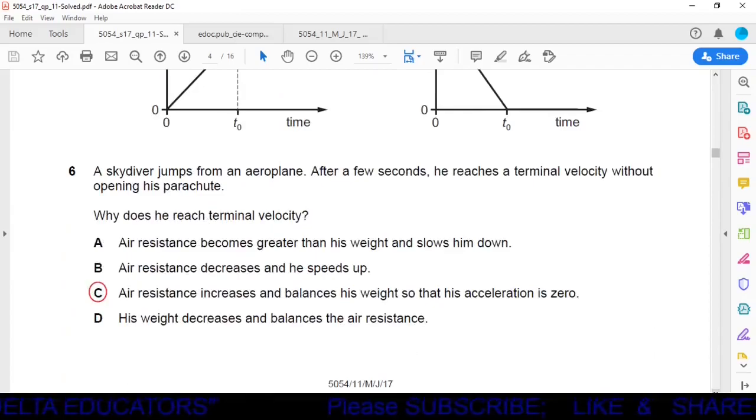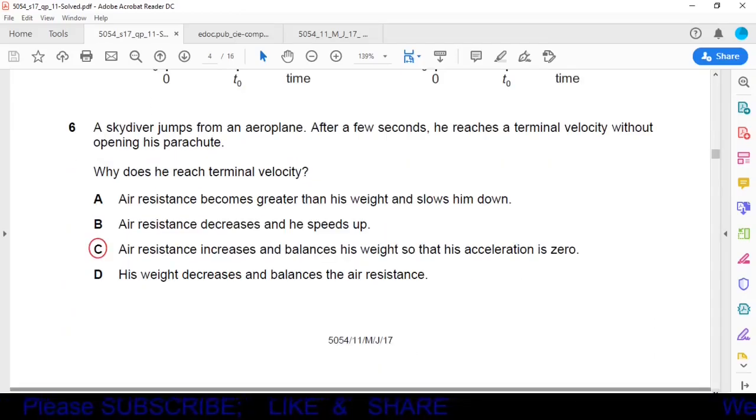Next question. Question number 6. A skydiver jumps from an aeroplane. After a few seconds, he reaches a terminal velocity without opening his parachute. Why does he reach terminal velocity? Option A. Air resistance becomes greater than his weight and slows him down. Option B. Air resistance decreases and he speeds up. Option C. Air resistance increases and balances his weight so that his acceleration is 0. Option D. His weight decreases and balances the air resistance.